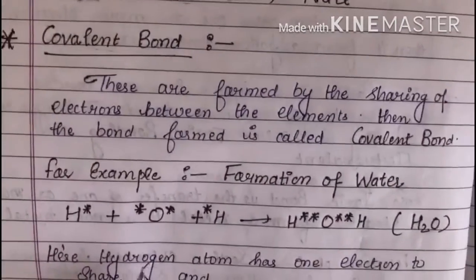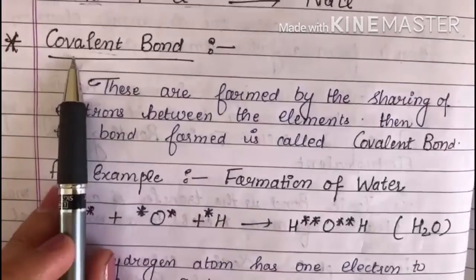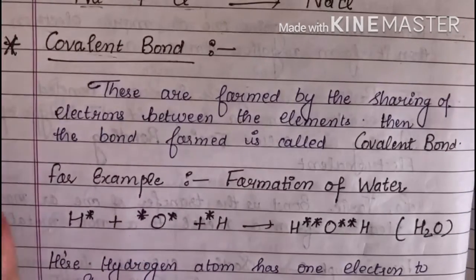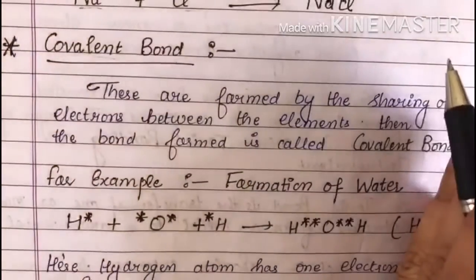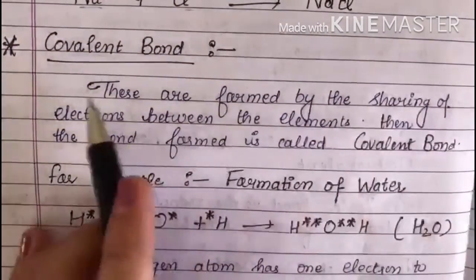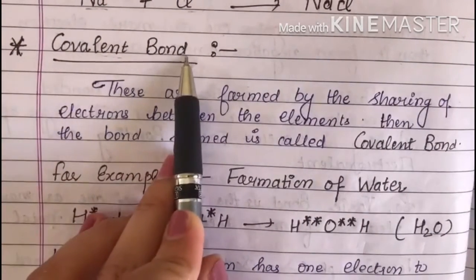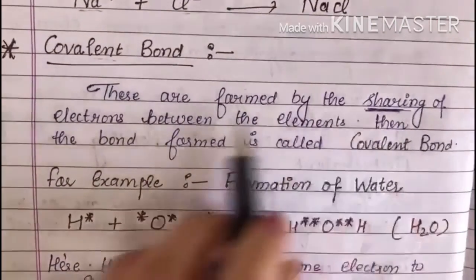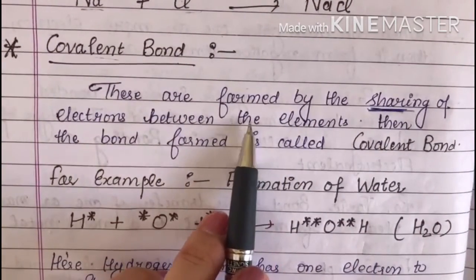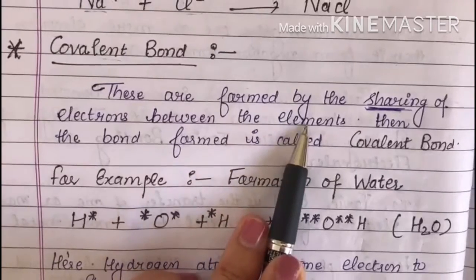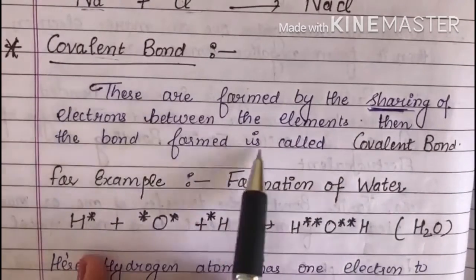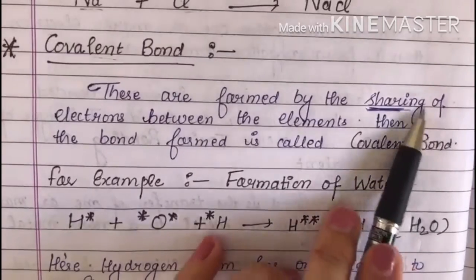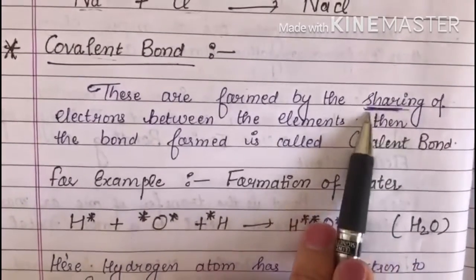Next is the covalent bond. What do you mean by covalent bond? In ionic bond, one atom loses an electron and the other atom gains that electron. But in case of covalent bond, what will happen? Sharing takes place. The electrons are shared between the elements, and the bond that is formed is called the covalent bond. In this, there is sharing of electrons.